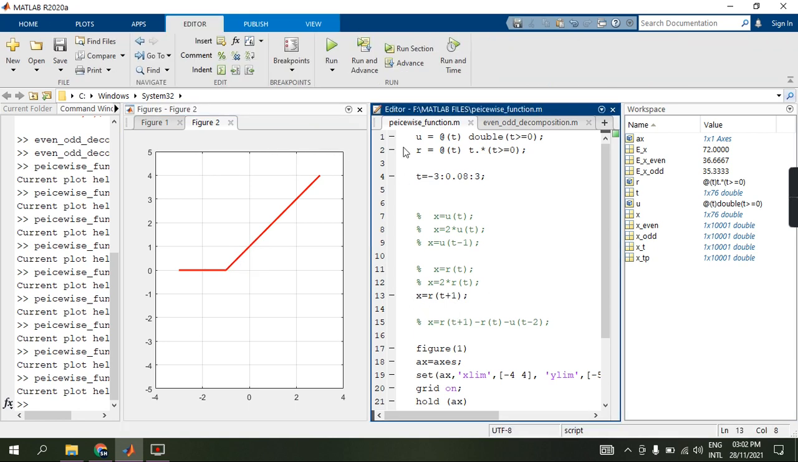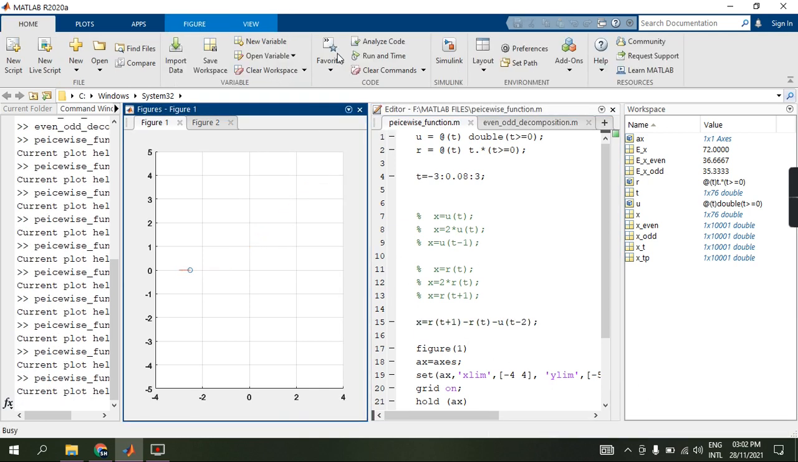Okay, so if we are trying to plot any composite function having multiple unit step functions or ramp functions, how can we do that? At first, let us see a function. We have a function here, x(t) equals r(t plus 1). For the time being, we just explain from the graph.